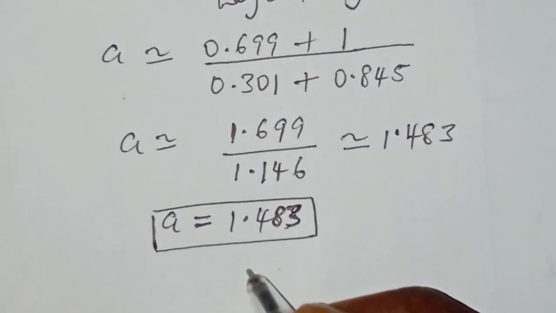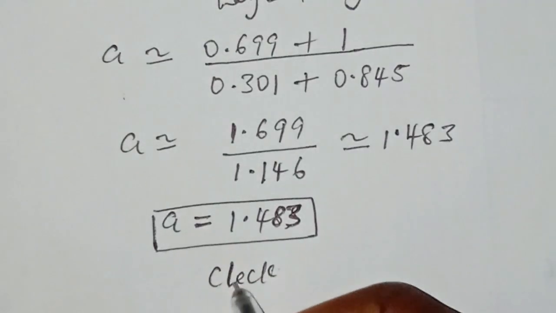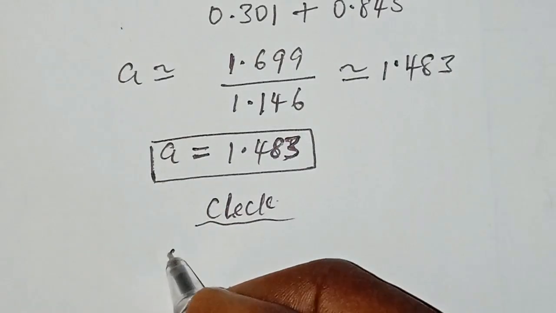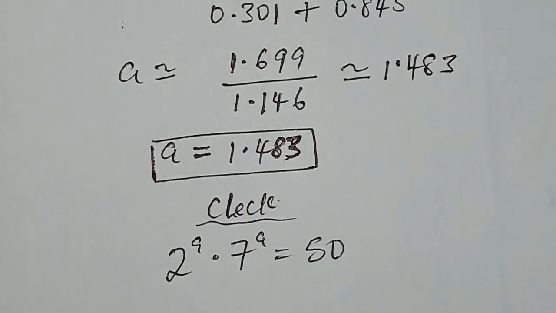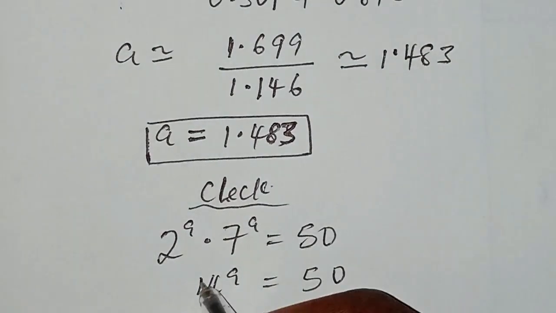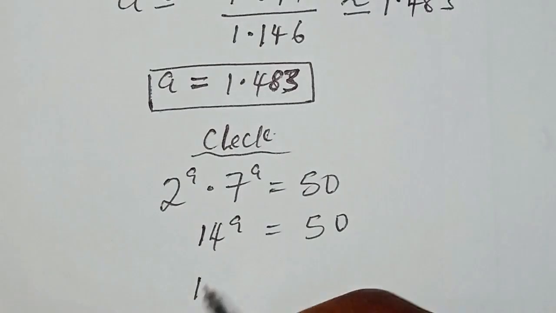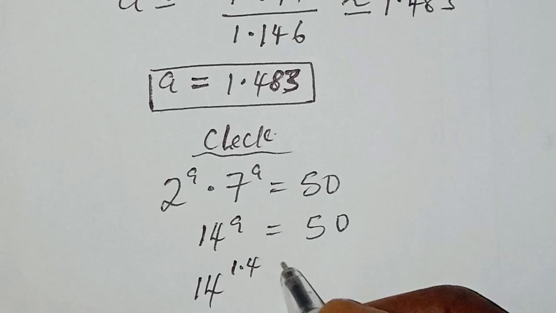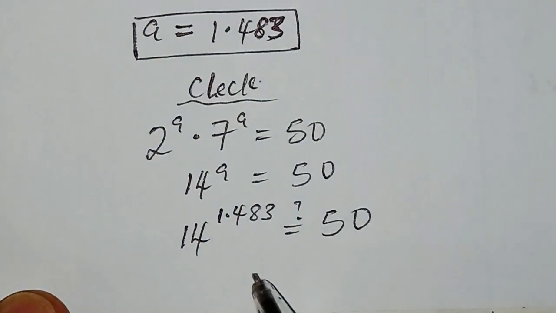So we need to check this value to confirm our earlier question, whether the right hand side and the left hand side are going to be equal. So from that we have to check. Then here we have 2 to the power of a multiplied by 7 to the power of a equal to 50. So here we simplify this as 14 to the power of a equal to 50. So if we insert the value of a, which is 1.483, we have 14 to the power of 1.483 equal to 50, question mark. Will that be the same or will that be equal to each other?